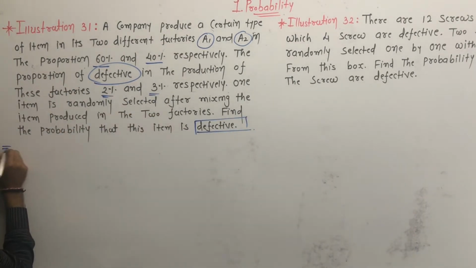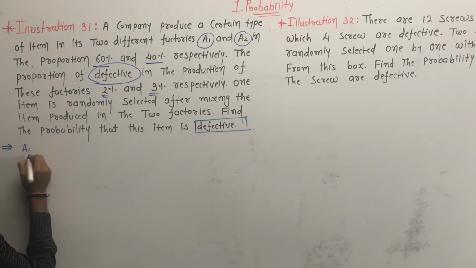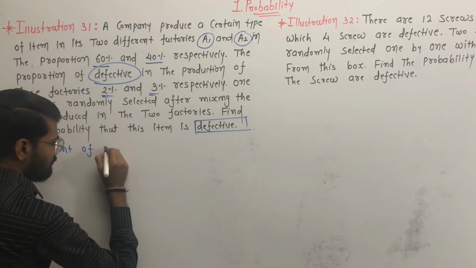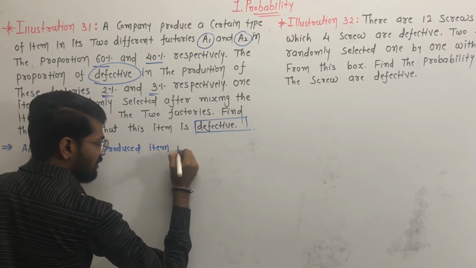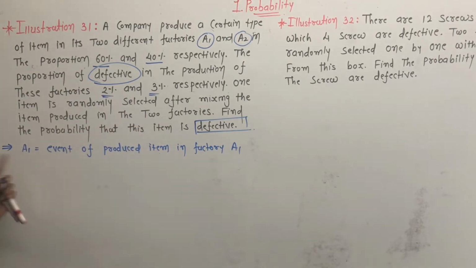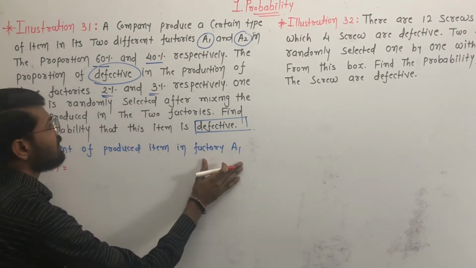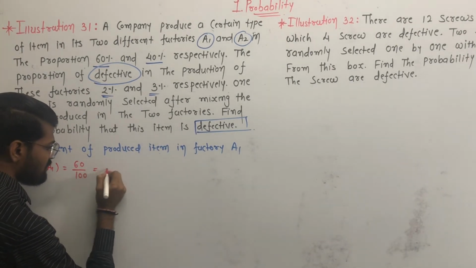First of all, there are two events, A1 and A2. The event A1 is the event of an item produced in factory A1. What is the probability P of A1? An item produced in factory A1 is 60%. 60% means 60 upon 100, so it will be 0.6.